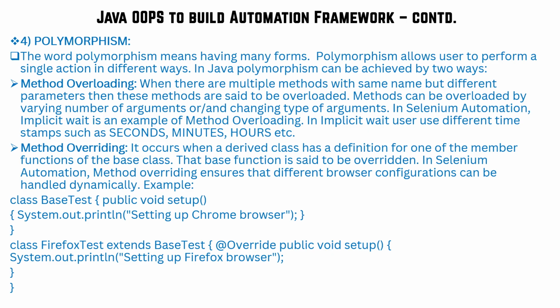Now let's understand method overloading. When there are multiple methods with the same name but different parameters, these methods are said to be overloaded. A method can be overloaded by varying the number of arguments or changing the type of arguments. In Selenium automation, implicit wait is an example, where you use seconds, minutes, hours, days, all this stuff.